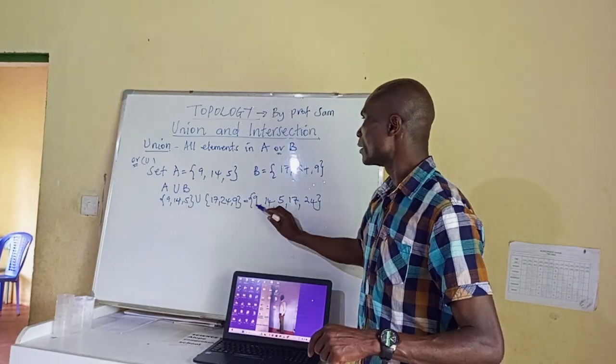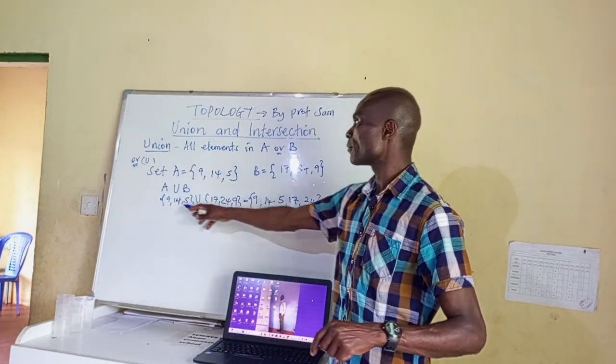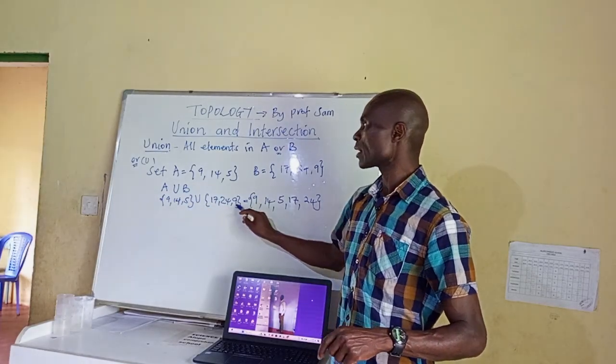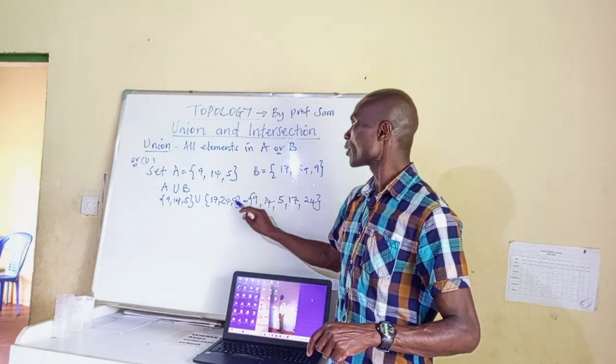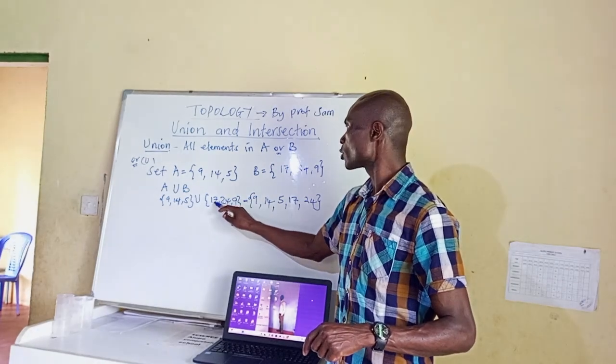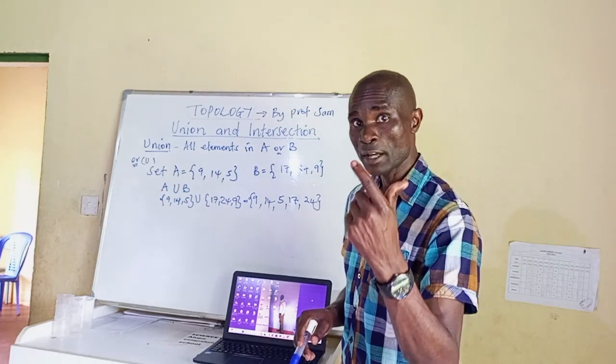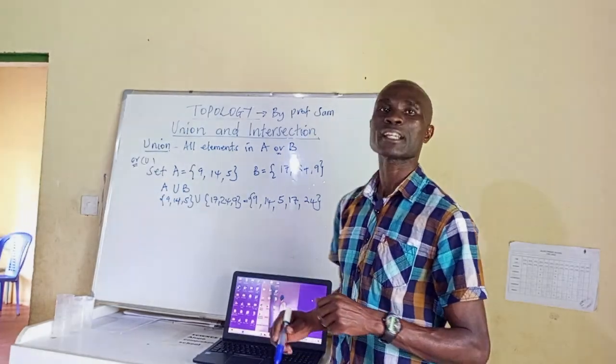We have 9, 14, and 5. They are from set A. Set B has also a repetition of 9. So already 9 is there. So we are only going to add there 17 and 24, which we've done. Understood? So let's now look at the intersection.